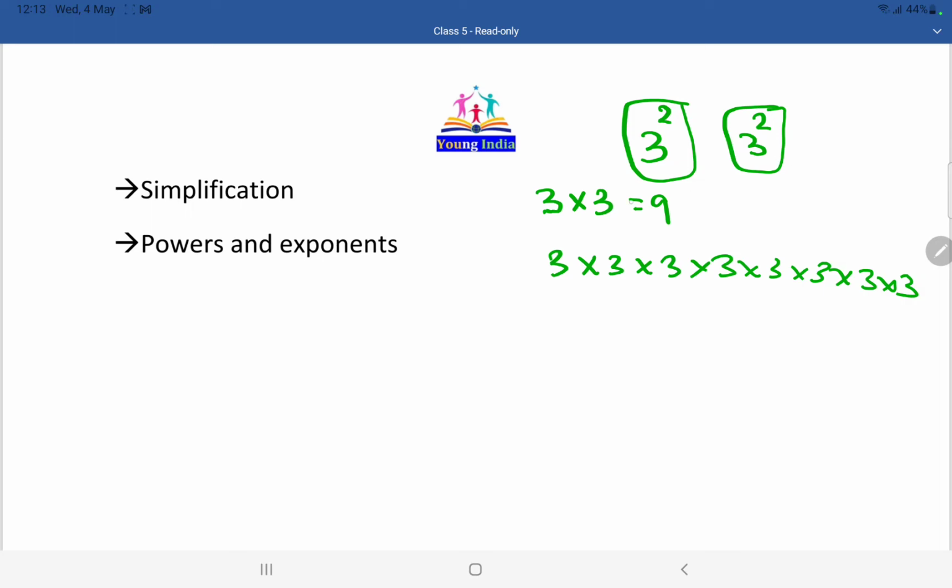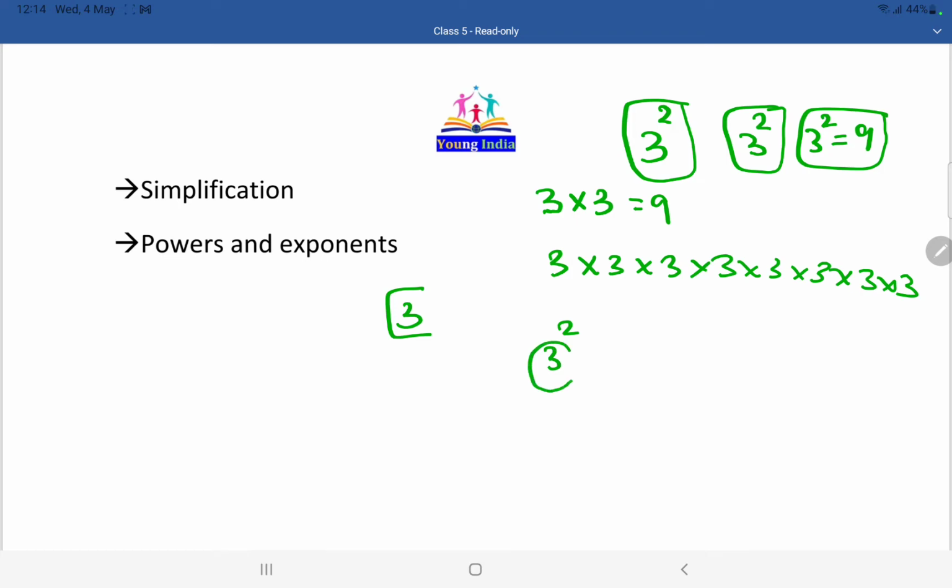So instead of writing 3 into 3 is equal to 9, we can write 3 square is equal to 9. Right? Very simple. Now, when you see 3 square, you will call this 3 square.